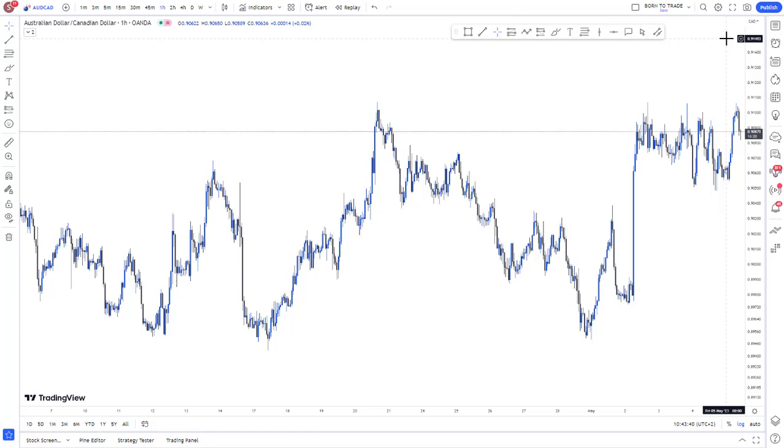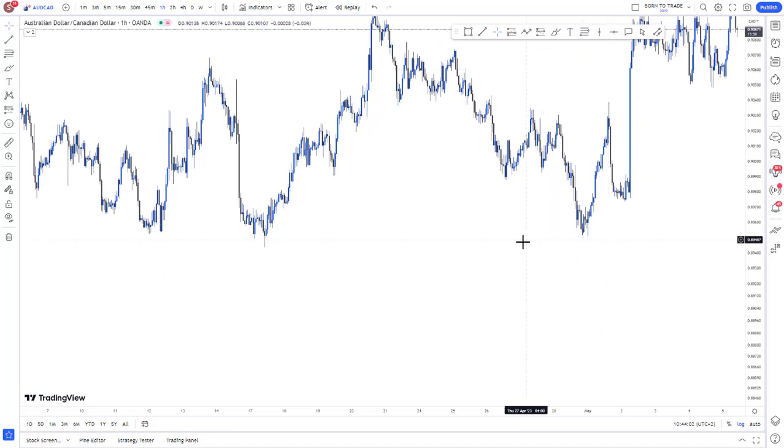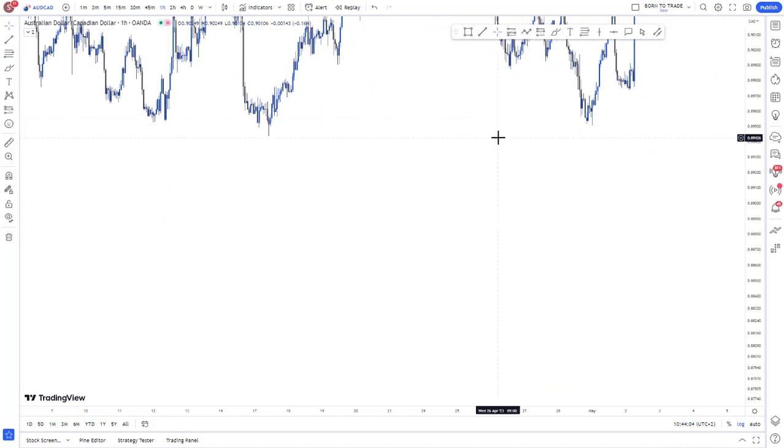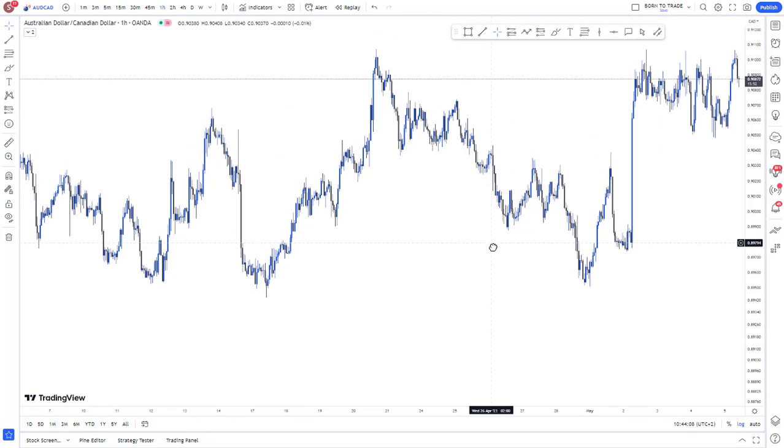Let's jump straight into it. Supply and demand zones. We buy from demand zones and we sell from supply zones. Now, how are supply and demand zones created? Supply and demand zones are created after price moves out of a consolidation area.